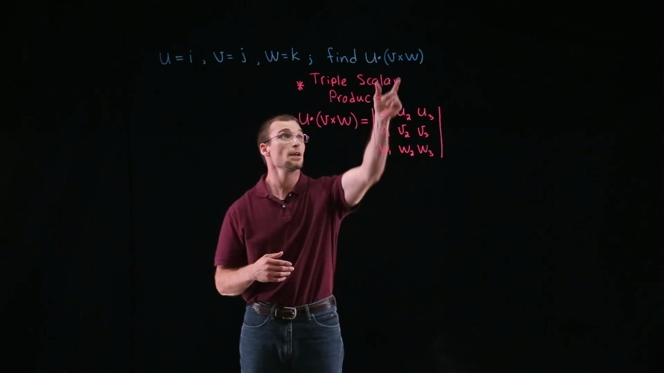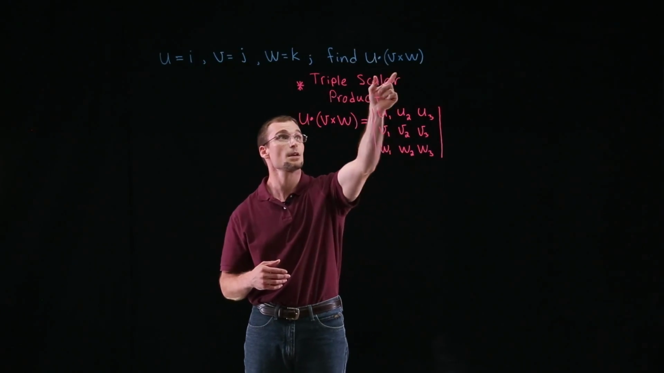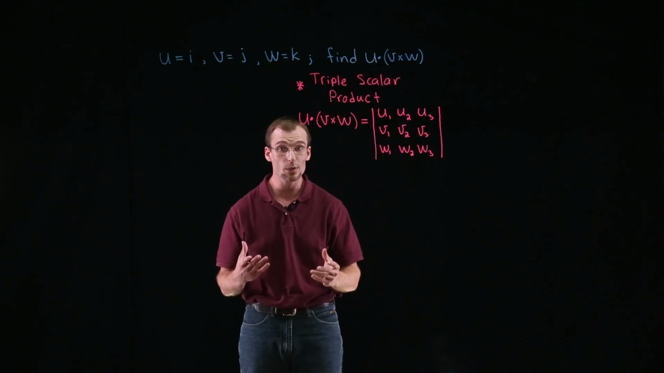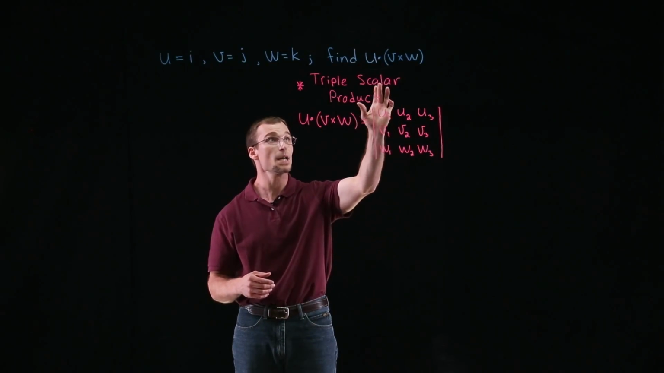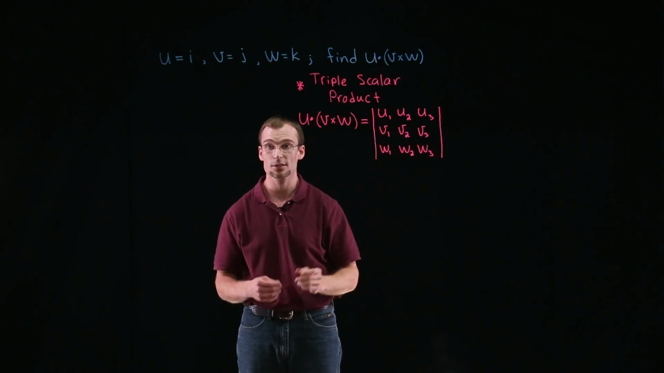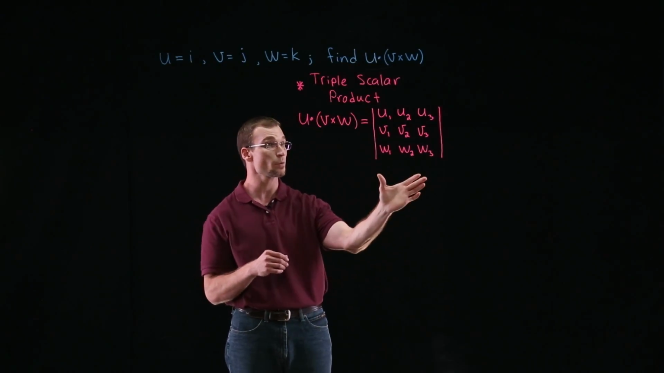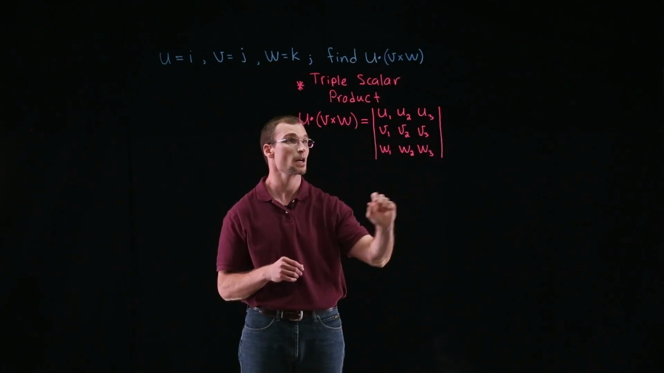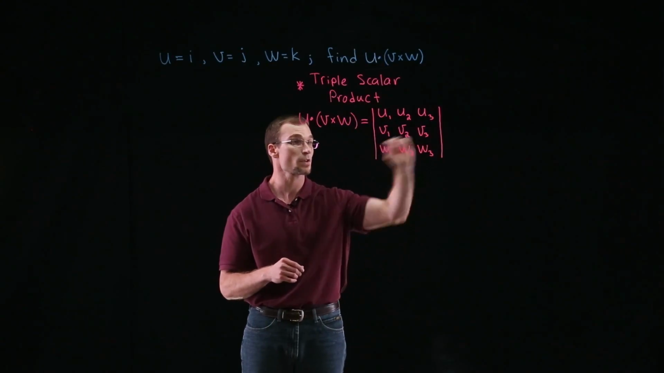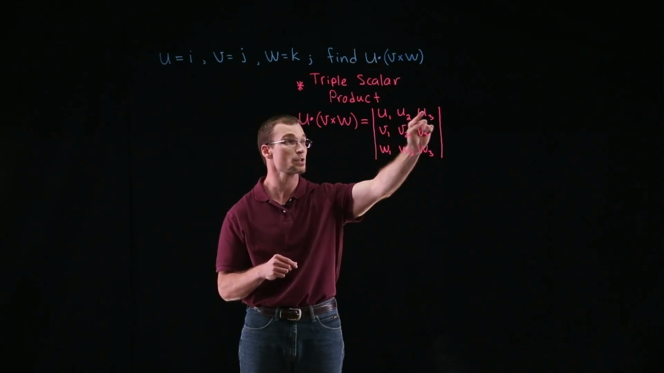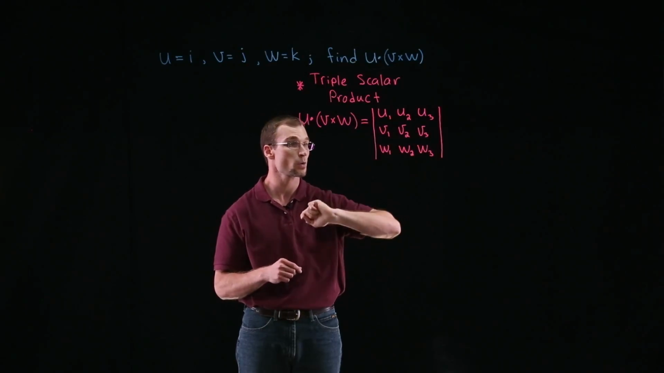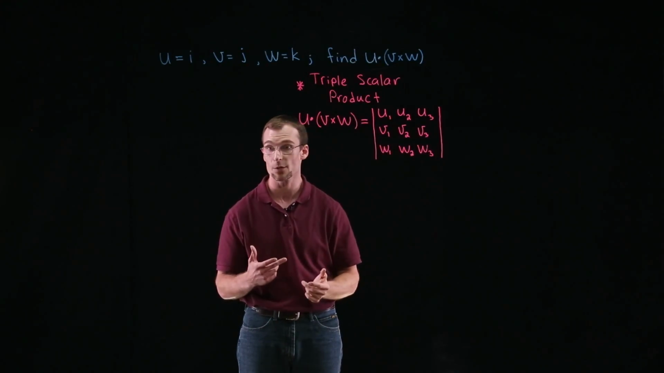There's a long way, which is to find the cross product between v and w, and then find the dot product between that and u. Or we can notice that the special dot product of a vector with a cross product is called the triple scalar product. And we know it can be found by taking the determinant of the 3 by 3 matrix made up of rows composed of the components from the vectors, where the first row is the components from u, the second is components from v, and the last is components from w.